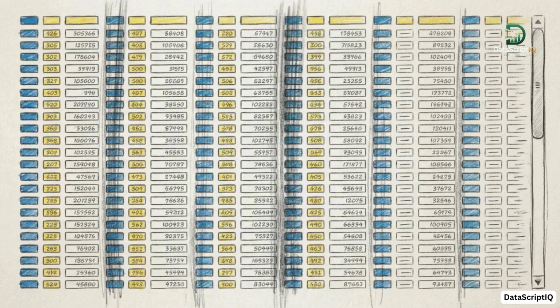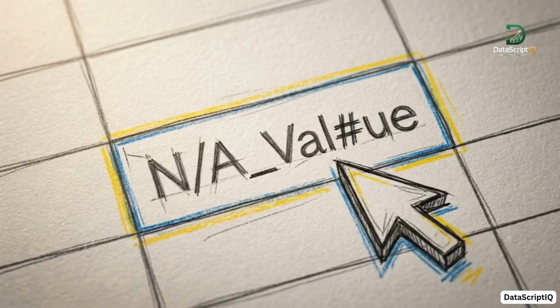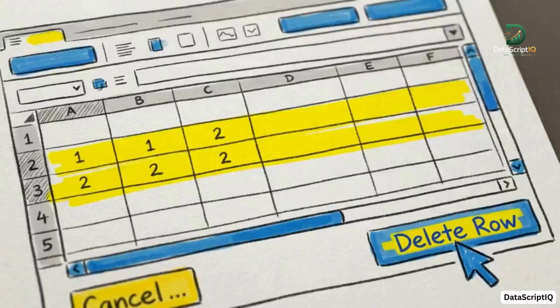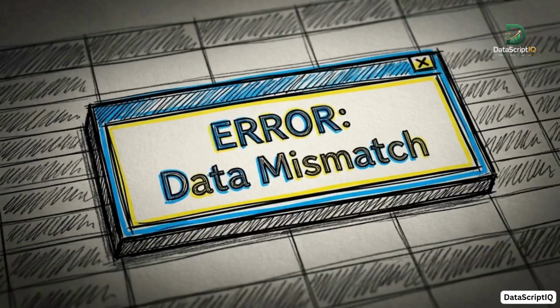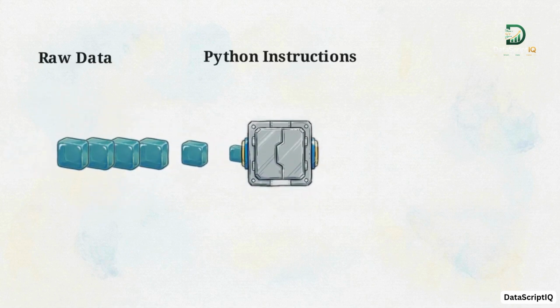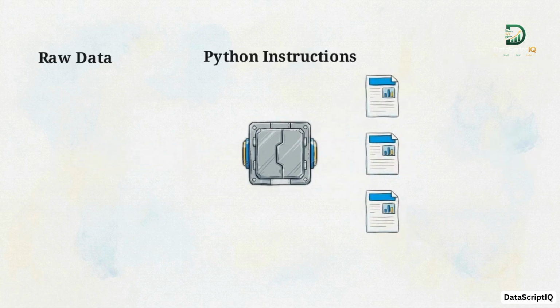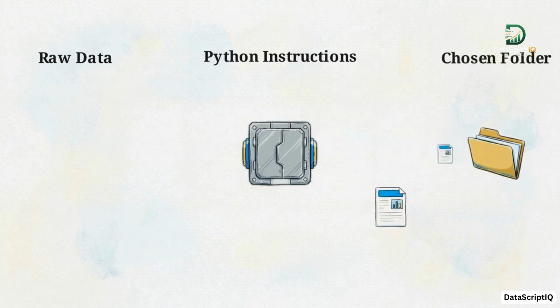Imagine receiving a spreadsheet containing several thousand customer records. Processing this manually means hours of cleaning inconsistent values, removing duplicates, and calculating totals one row at a time. It is a slow process that creates frequent opportunities for mistakes. A Python program can perform these steps repeatedly using a clear set of instructions. It can open the file, correct the values, and save separate reports into a chosen folder automatically.